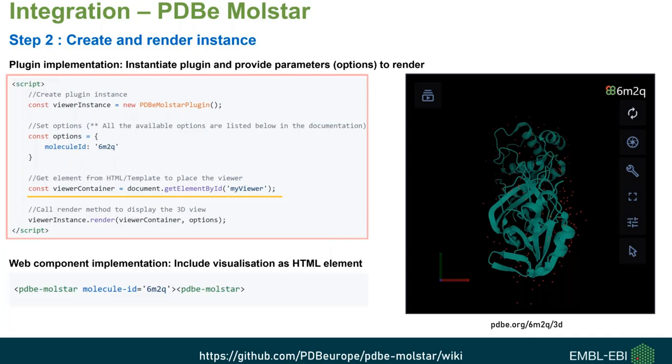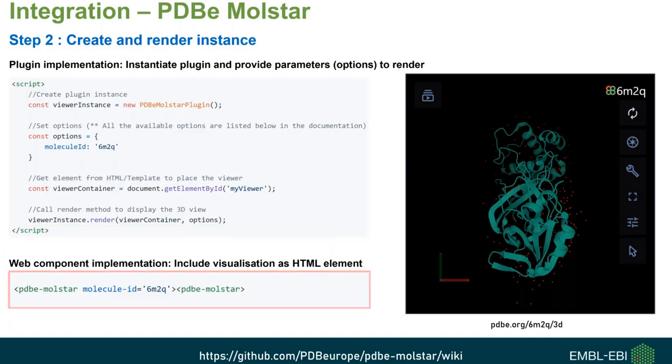Then you have to get the container element inside which you want to render the 3D view. Here I'm using the get element by ID selector. You can use any JavaScript selector to get this element. Finally, you have to call the render method for the instance object. This will render the 3D viewer instance in your web application. For web component implementation, you can directly include the visualization as custom HTML elements in your web application. And in web components, you just have to provide the options as HTML attributes. That's it. Just two quick and easy steps, and you can include the visualization in your own web application.